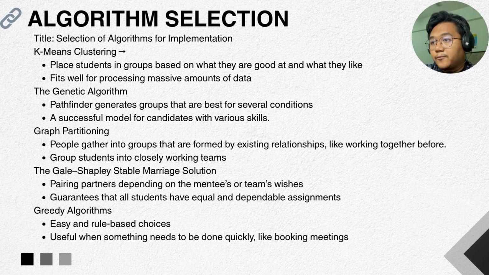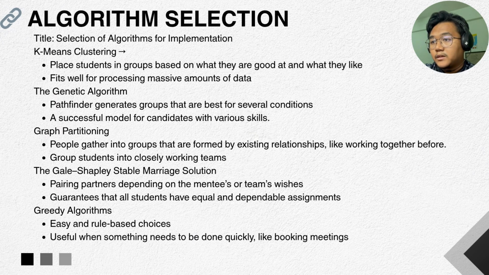For graph partitioning, people gather into groups that are formed by existing relationships, like working together before. It groups students into closely working teams. For the Gale-Shapley stable marriage solution, it pairs partners depending on the mentee's or team's wishes. It guarantees that our students have equal and dependable assignments.